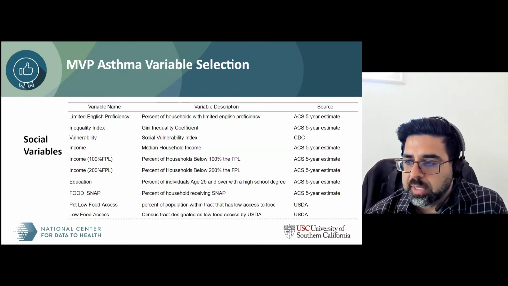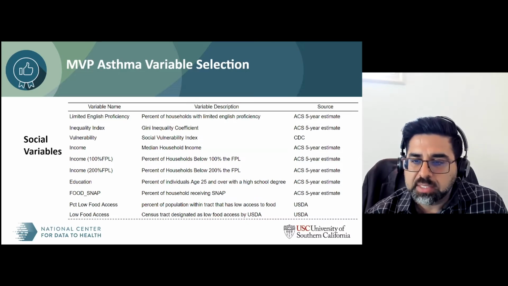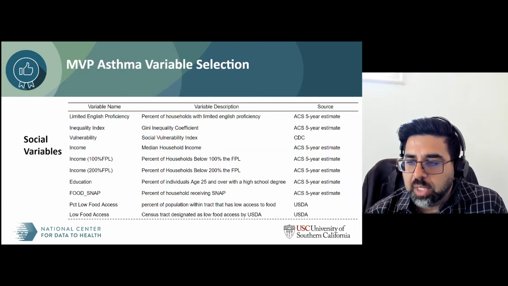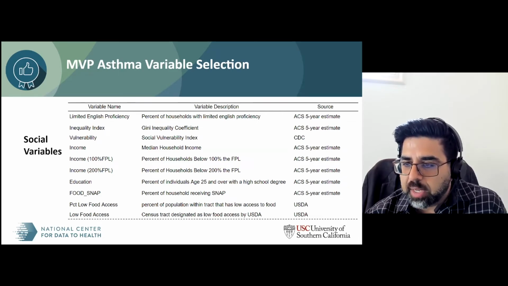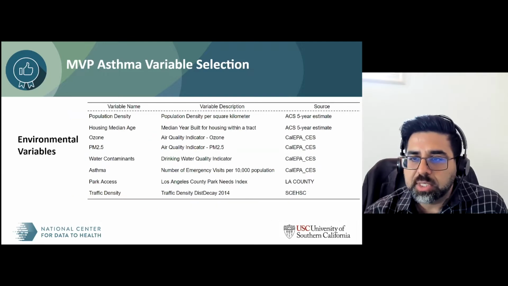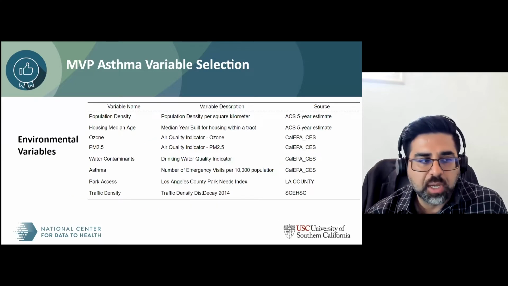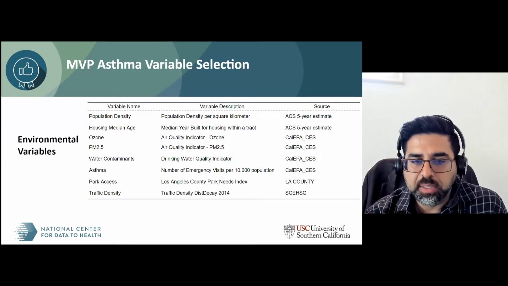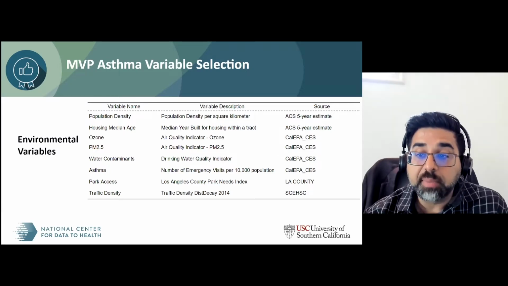Food SNAP, or the food assistance programs that we have, what the prevalence of that is, low food access, et cetera, as you see from the USDA at the bottom here. These all have to do with the idea of food deserts and others, as explained in the USDA database. So as you can see, these all play into the social variables. The next one we have is environmental variables.